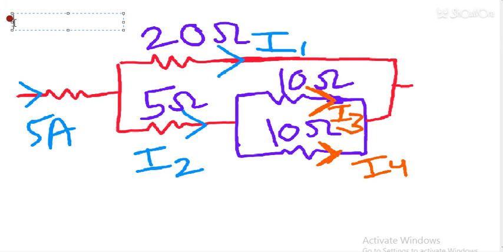In this session, I am going to discuss some questions where the battery is not given, like this one. You can see question number 1. In question number 1, current is flowing in this direction and the total current is 5 ampere. So we will solve this question. We have to find the value of I1, I2, I3 and I4.